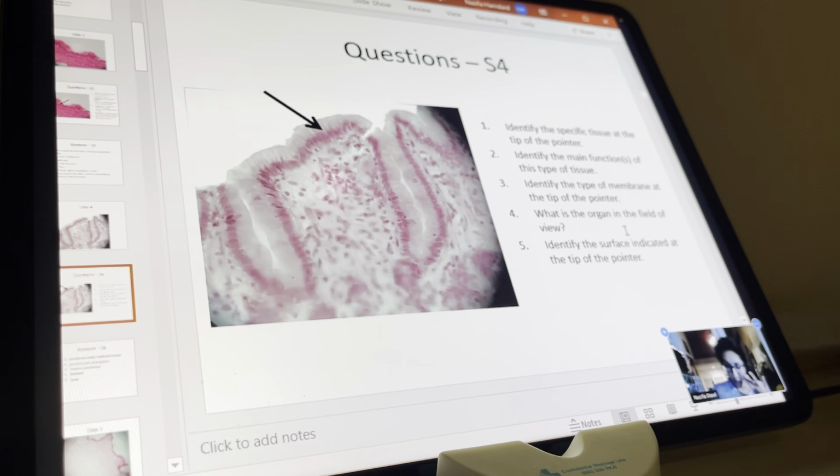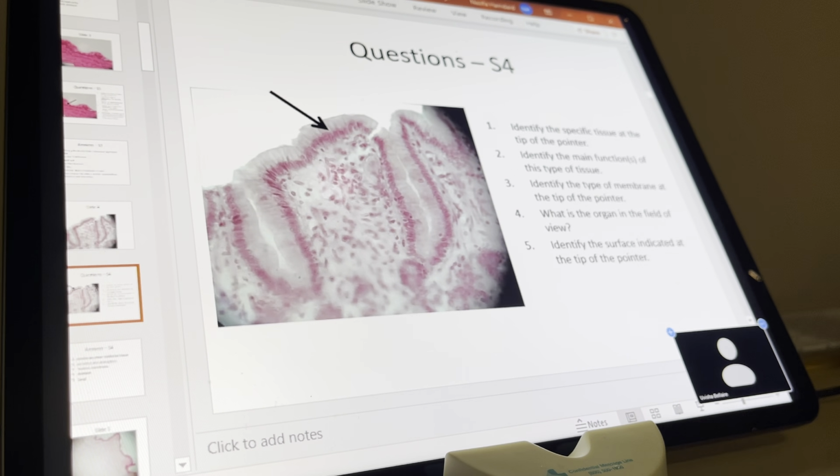Okay, so then for Visha. What is the organ in the field of view? Is it still the stomach? I was thinking something else, and I don't even want to tell you what I was going to say. So it is the stomach. It's totally right. I think Jimmy said that. So it's still the stomach.